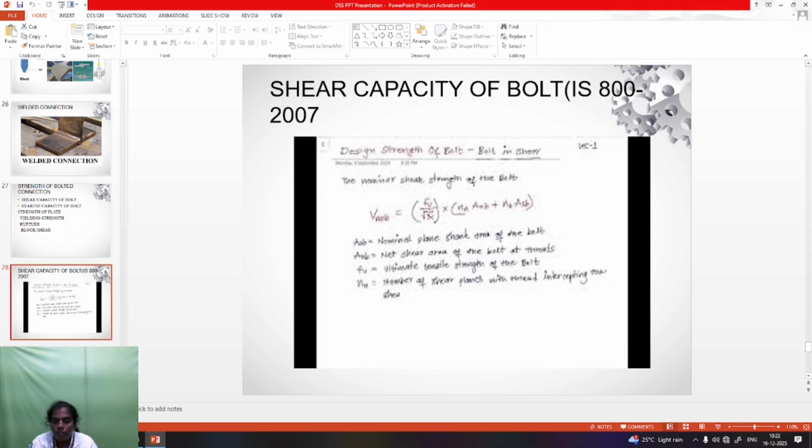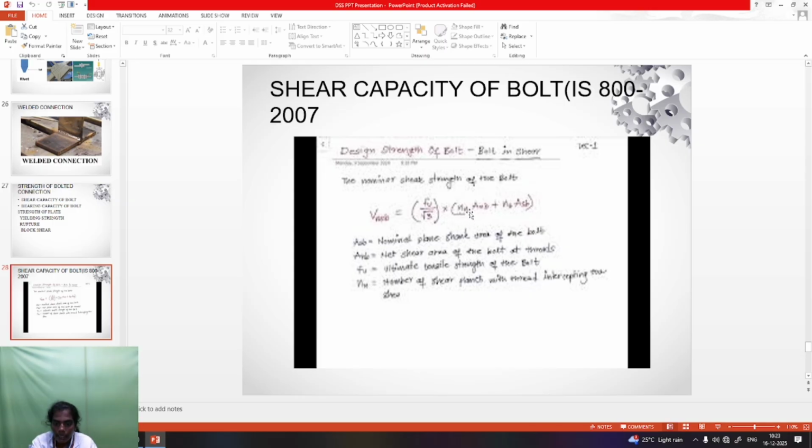Okay, so the first one is Fu. Fu means the bolt strength. From the given data, the bolt grade is used. Grades 4.6 and 4.8 are given in your question. You take page number 18 in your IS 800 code book and take the Fub. Fu means bolt strength. Normally it is taken as grade 4.6, and the value is 400. 400 MPa is taken for Fu.